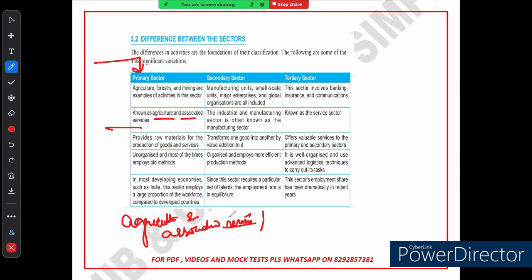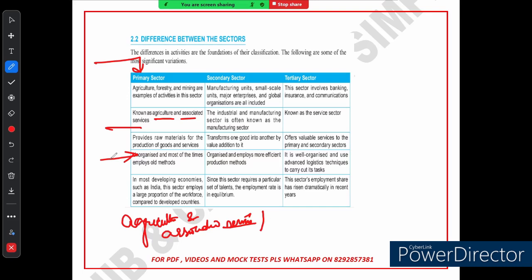Let's talk about the organization. The primary sector is generally less organized and often relies on traditional methods. So it is unorganized and often relies on traditional methods. And if we talk about the workforce, in a developing country like India, a large proportion of the workforce is employed in this sector compared to the developed ones. I have given you the example of agriculture and associated activity.